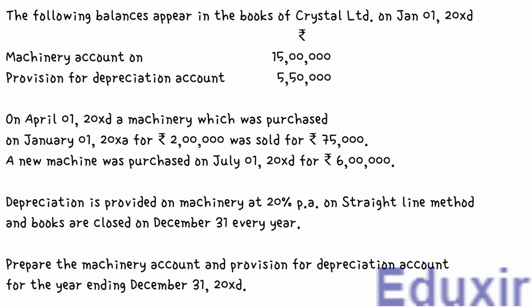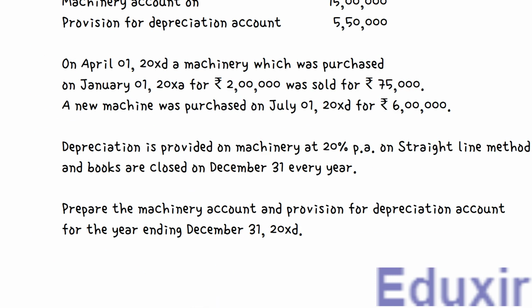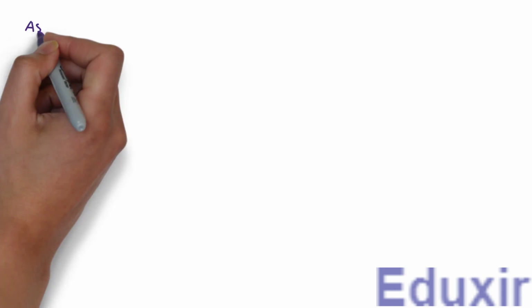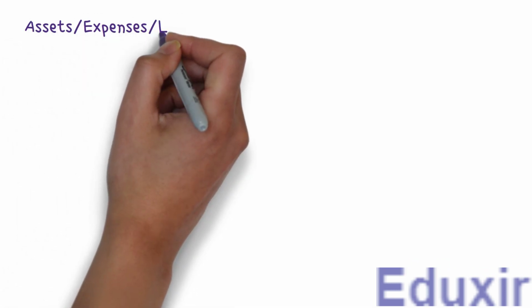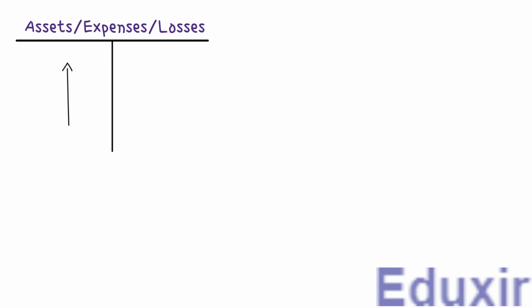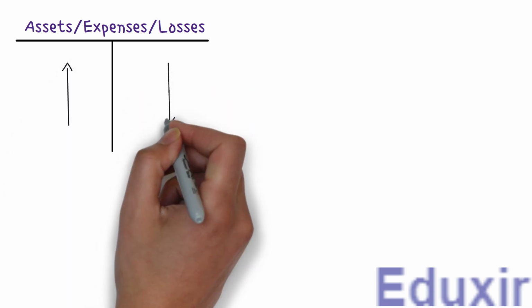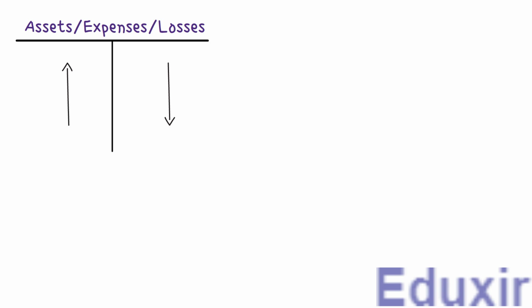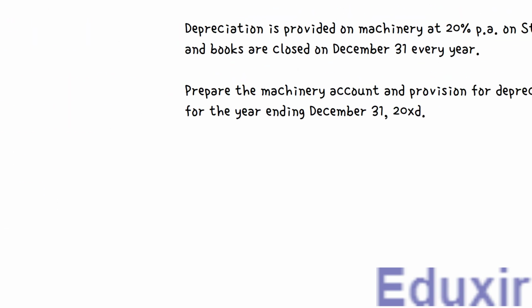Before we proceed with the analysis of this problem, let's first do a small recap. In case of assets or expenses or losses, any increase in any of these should be debited and any decrease should be credited. With this information at our disposal, let's now proceed with the analysis of the given problem.